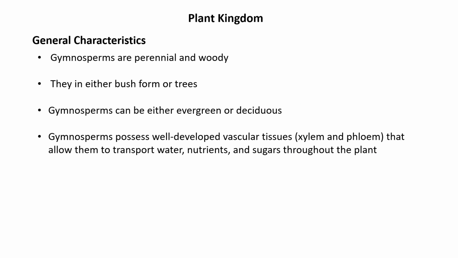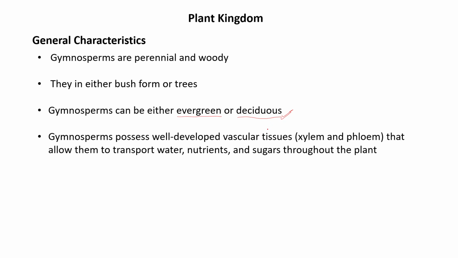They are perennial and woody. Their stem is woody. They are in either bush or tree forms. Gymnosperms can be either evergreen or deciduous. Sometimes we see gymnosperms as evergreen, that is, they have green leaves all year round, and sometimes they are deciduous, which means they shed their leaves in a particular season.